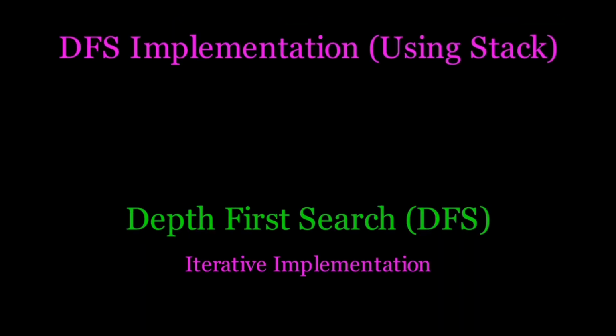Think of it like navigating a maze. You go down one path as far as you can, and if you hit a dead end, you backtrack and try the next path. This makes DFS perfect for problems like finding connected components, solving mazes, or detecting cycles in a graph. DFS can be implemented either using recursion or an explicit stack. In this video, we will focus on the iterative approach using a stack, which is often more efficient and easier to understand.